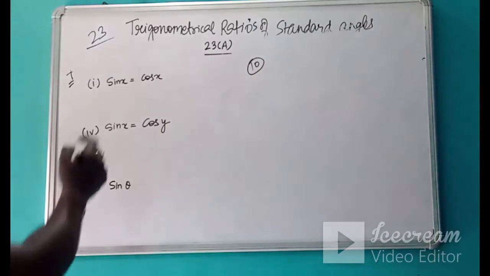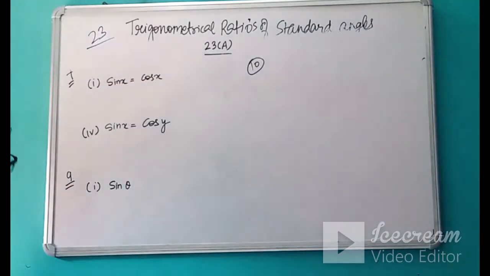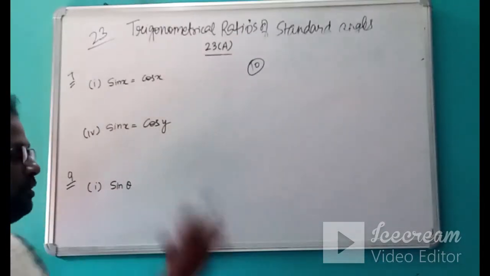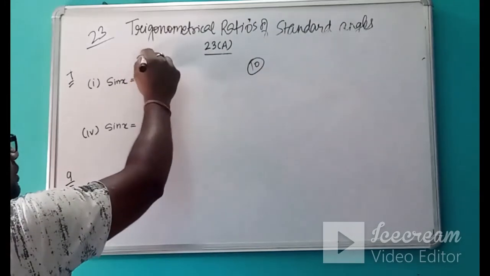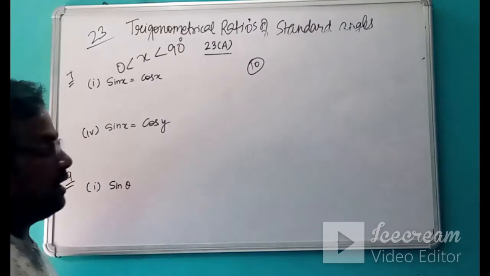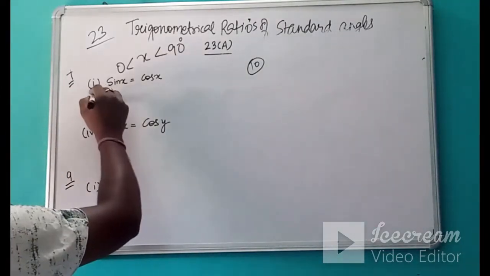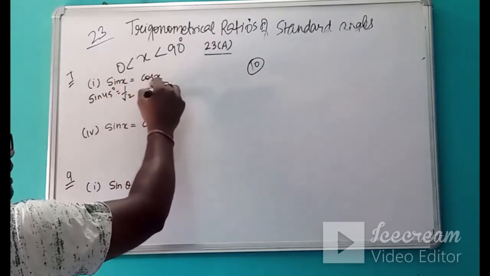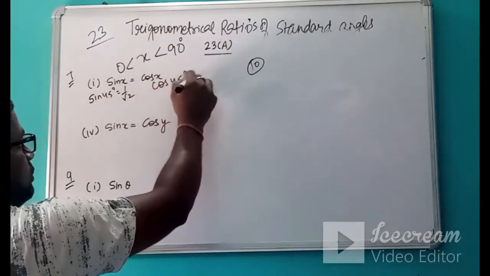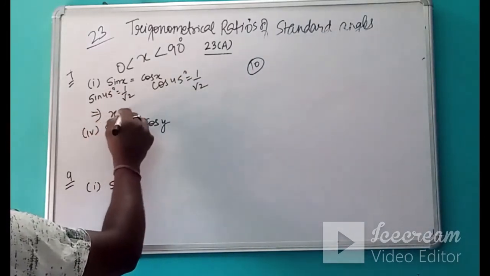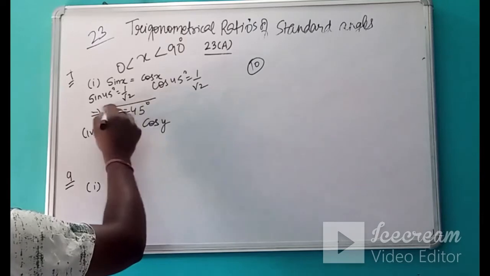Okay, suppose it is given that sin x equals cos x. Now we have to see for what values of x these two expressions will be equal, and it is given that x should lie between 0 and 90 degrees. So if you remember the trigonometric table, we know that sin 45 is equal to 1 by root 2 and cos 45 is also equal to 1 by root 2. So we can say that x is equal to 45 degrees.